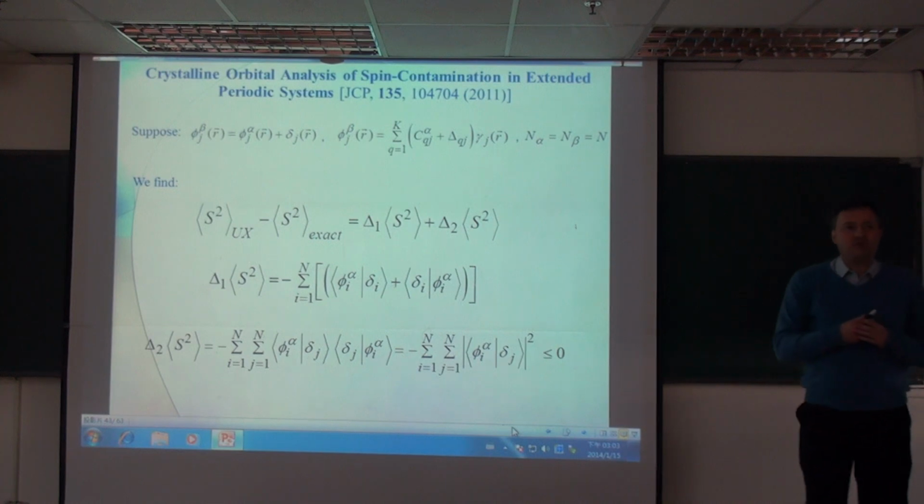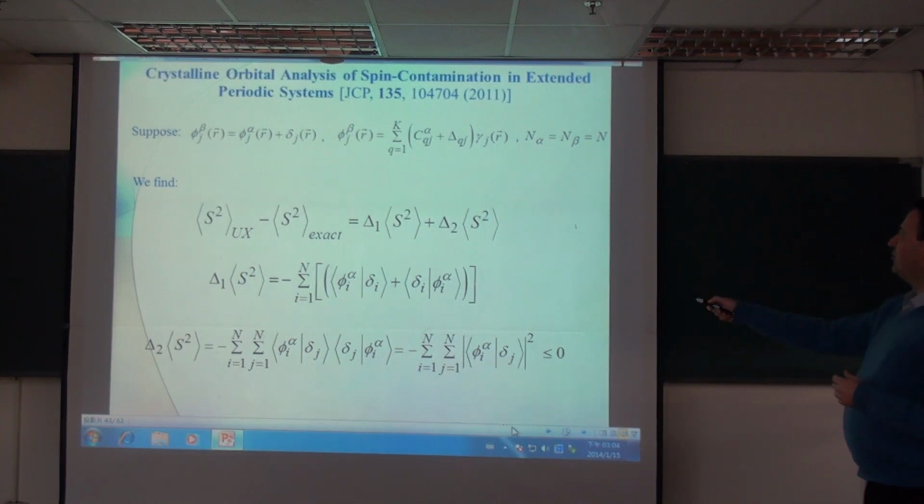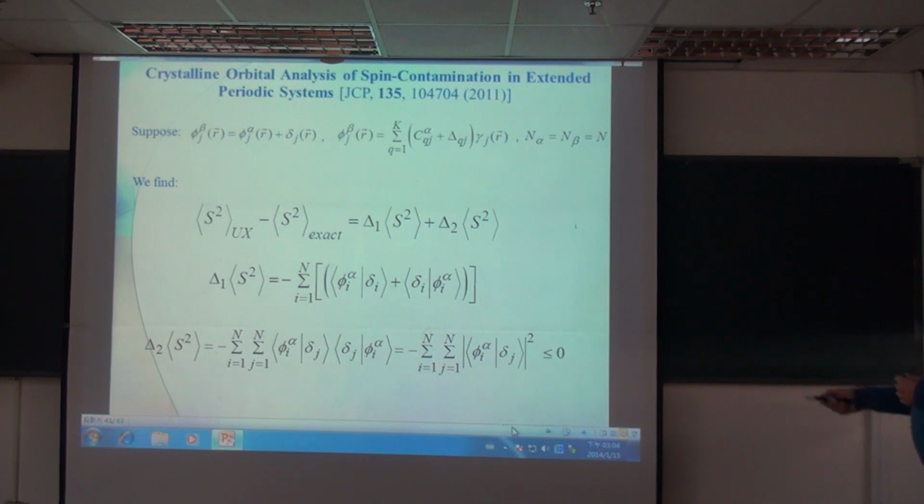Thus we suppose that we have a symmetry breaking in spin densities, thus we assume that there is some difference between the spin beta and spin alpha molecular orbitals, and thus we expand them accordingly using this formula in the L0 formalism. And then in doing so, we find that the error in the expectation value of the S square operator, the so-called spin contamination, can be decomposed into two contributions. There's one contribution which is of first order with respect to the symmetry breaking, and the second contribution, which is of second order with respect to the symmetry breaking.